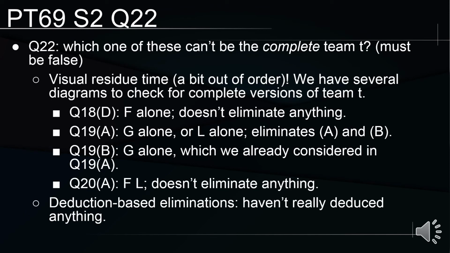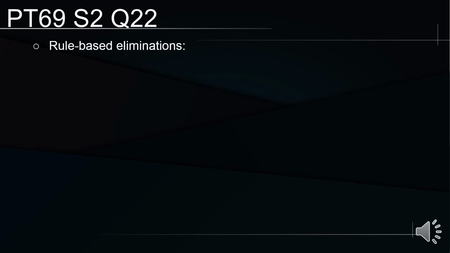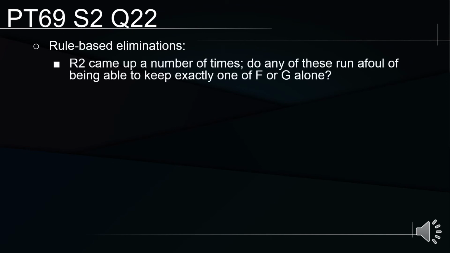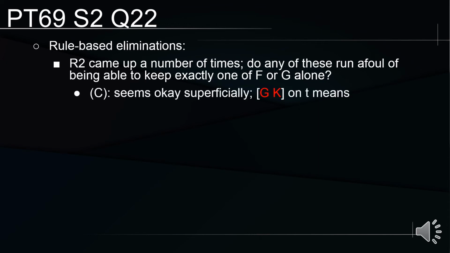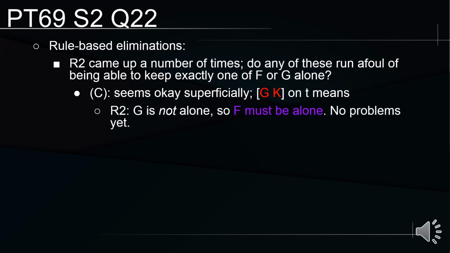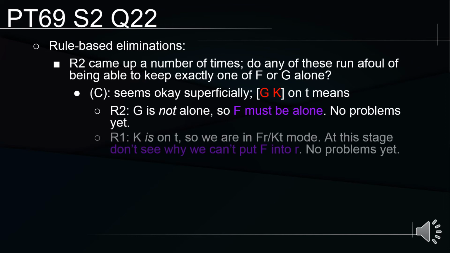Deduction-based eliminations, again, I haven't really deduced anything other than the importance of Rule 2, and that's hardly a real deduction, so there's nothing really that I can do. As for rule-based eliminations, Rule 2, like I said, came up a number of times. Let's see, do any of these answer choices as written run afoul of being able to keep exactly one of F or G alone? So answer choice C seems okay superficially. The pair of G and K being on Team T means that G is not alone, so F must be alone. No problems yet. I don't really see why we can't have F alone based on this alone. I don't have a diagram or anything. I just don't see anything on its face that makes this wrong.